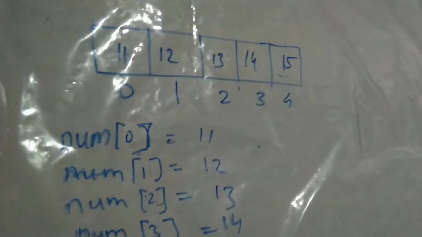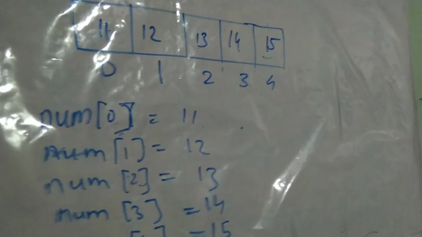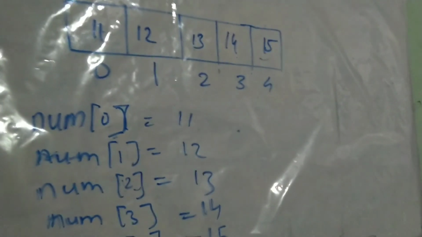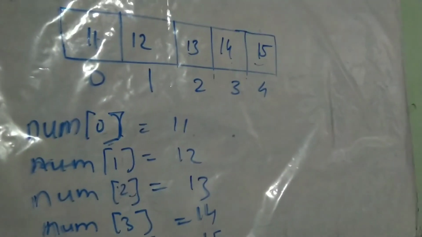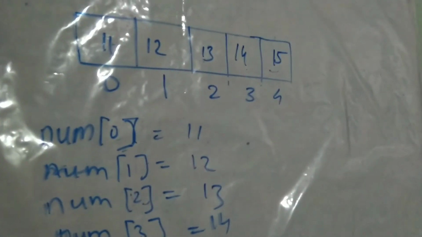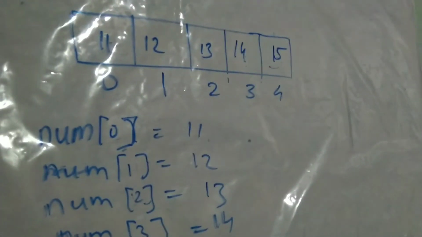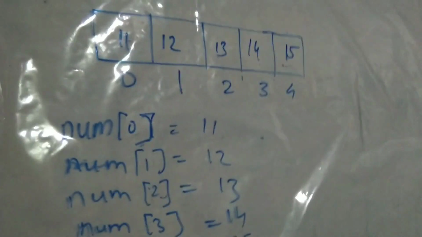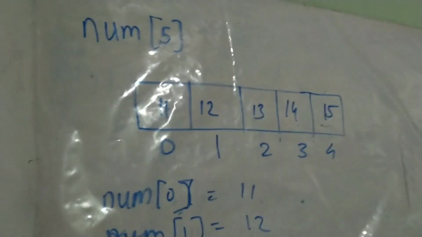That means it is arranged properly. If you want any of the values, you can simply call that particular one. Like if I want the 13, which is stored at the 2nd place, I will simply call num of 2 in the printf statement. It will directly print me the 13. So this is how the array works.